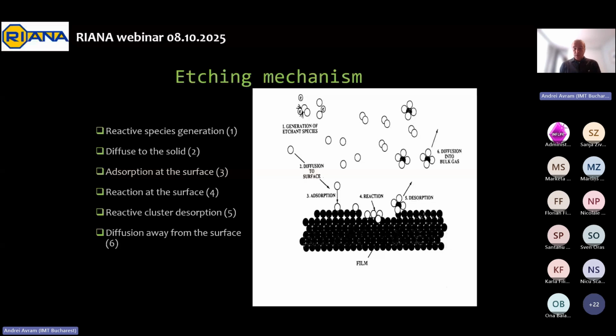So it's very important that when you select the chemistry for the material you want to etch, the byproducts to be volatile products at the specific conditions you have inside your reactor. This way, you will not have many defects, you will not have deposition of materials. So if your byproducts of your reaction are not volatile products, then instead of etching, you might get a deposition process or a growth process inside your plasma system.